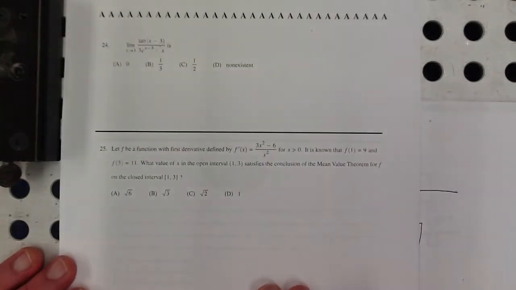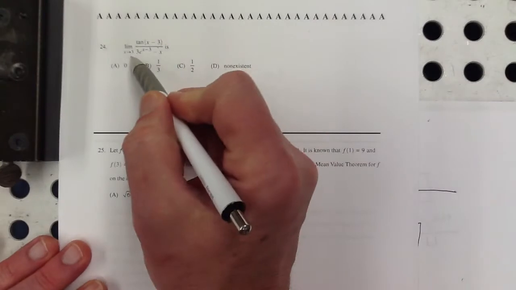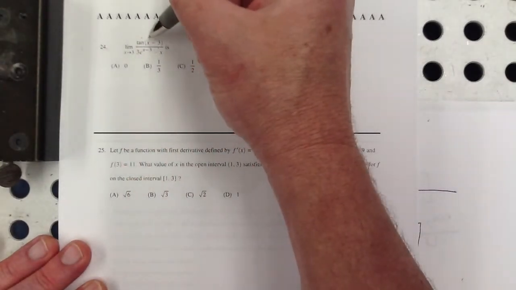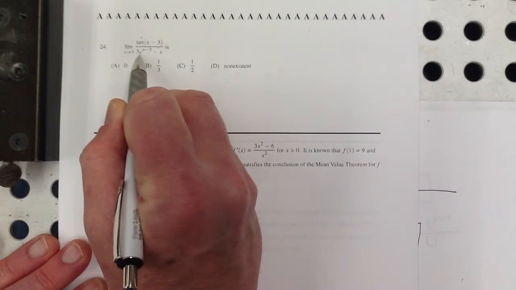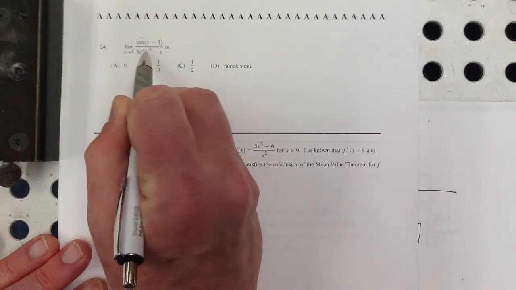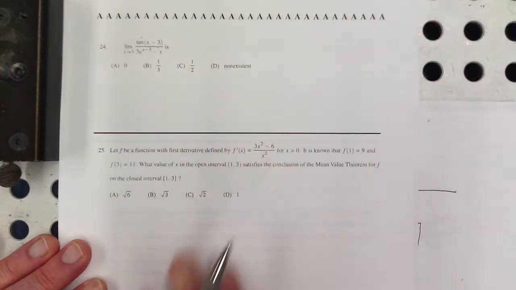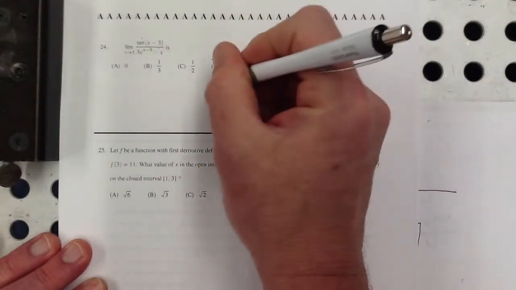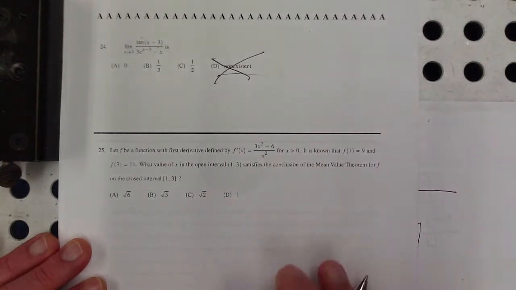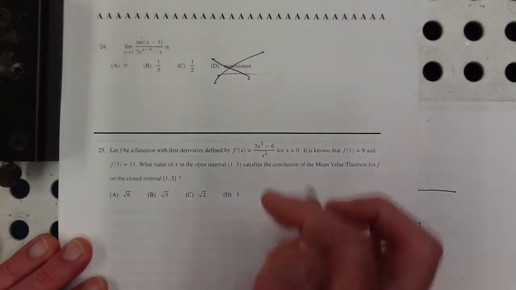Ooh, that's a crazy looking limit. If you plug 3 into this, you get tangent of 3 minus 3. Tangent of 0 is 0. Over 3 to the e to the 0 is 1. 3 minus 3. Yep, that's 0 over 0. So it's non-existent, right? No, because 0 over 0 is an indeterminate form.